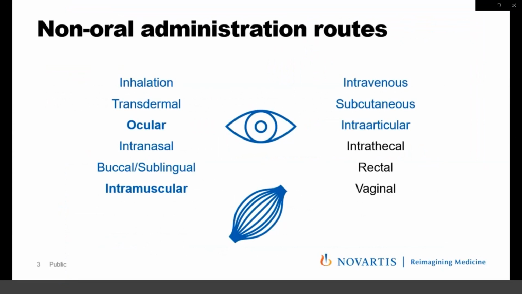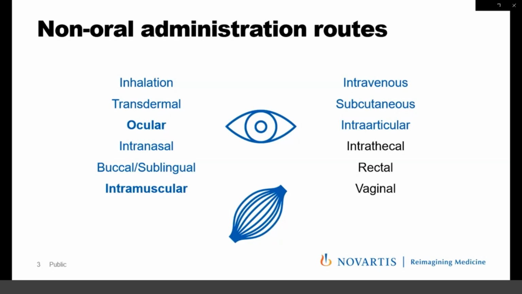Locally administered drug products can be administered via multiple non-oral routes, each having a specific advantage compared to others and to oral administration. You've heard a lot about mechanistic modeling of inhalation and dermal drug products in previous sessions. Other possible routes are ocular, nasal, administration into the oral cavity, intramuscular, subcutaneous, etc. In this session, I'm going to focus on mechanistic PBPK models for ocular administration and intramuscular injection.